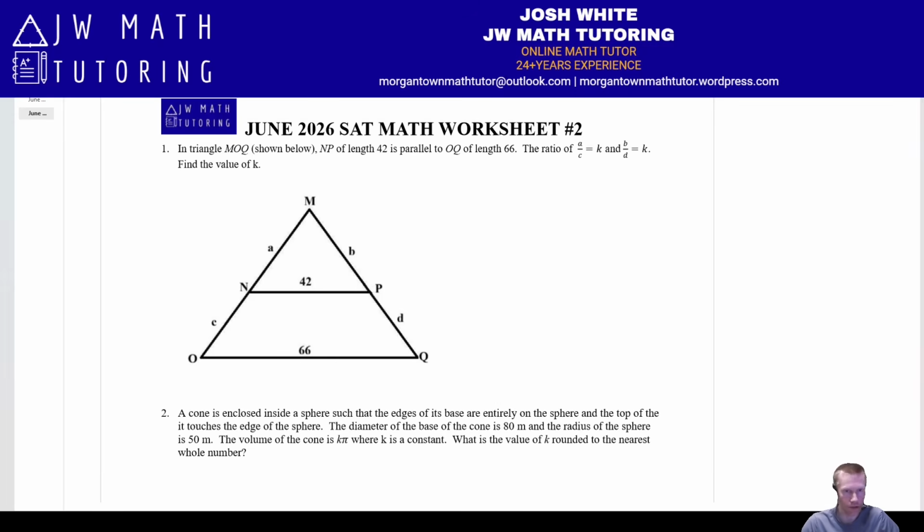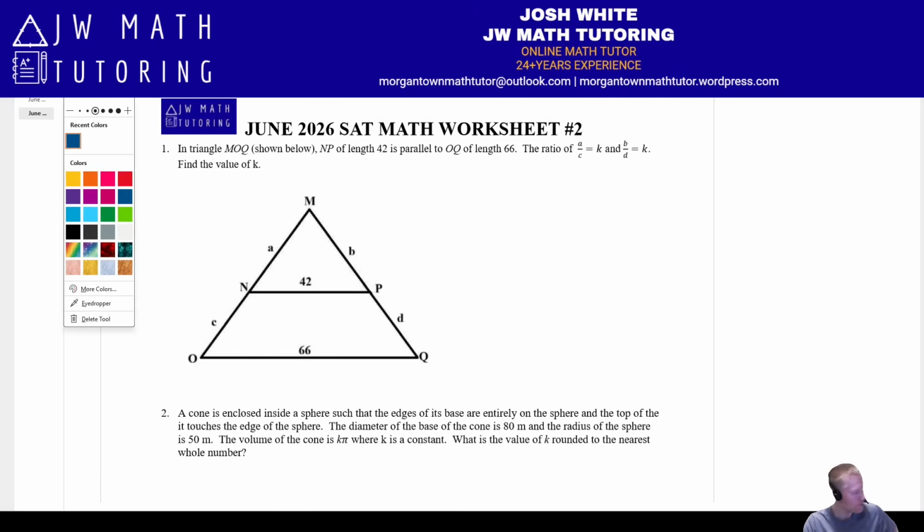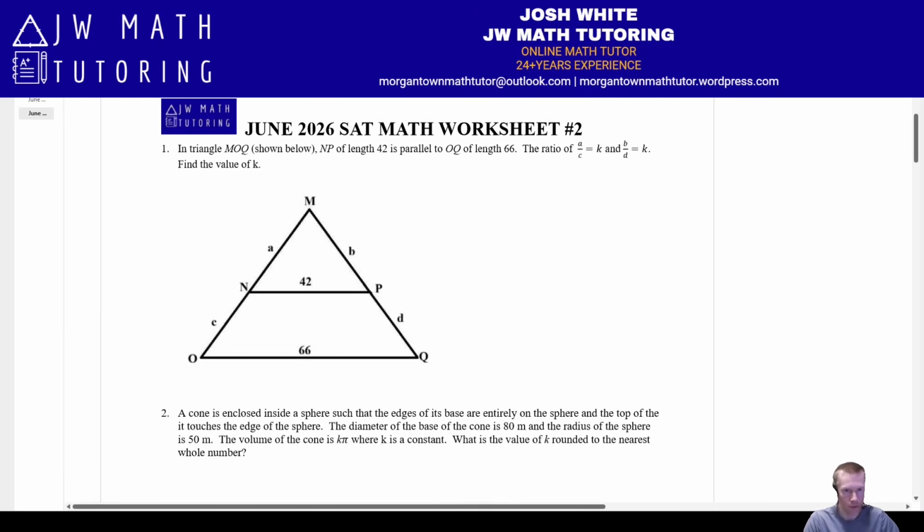June 2026 Digital SAT Math, official test problem worksheet number 2. The first problem is one where you have a large triangle and a smaller triangle inside of it, essentially overlapping triangles. The base of the smaller triangle is parallel to the base of the larger triangle, so this is parallel to this, and that means that we end up with similar triangles because of angle-angle similarity.